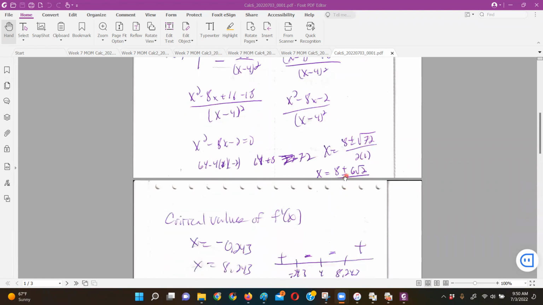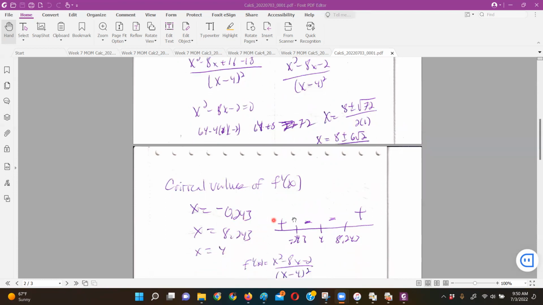All right, so then I went 8 minus 6. Actually, I think what I did is I wrote it as 4 because it's over 2, right? So I divided it and made it 4 plus or minus 3 square roots of 2. Not that it matters, but I just went to a decimal anyways. So I did 4 minus 3 square roots of 2, got that, and 4 plus 3 square roots of 2, and got that.